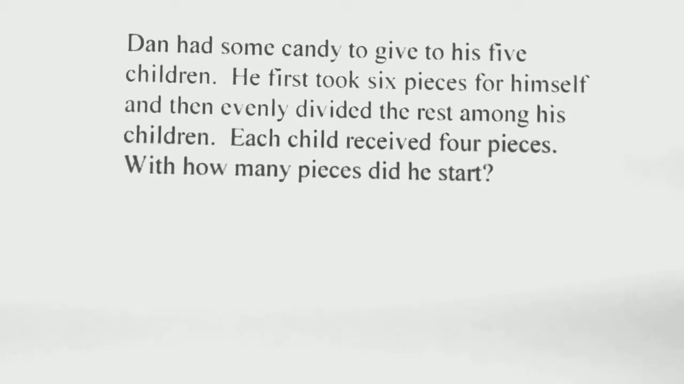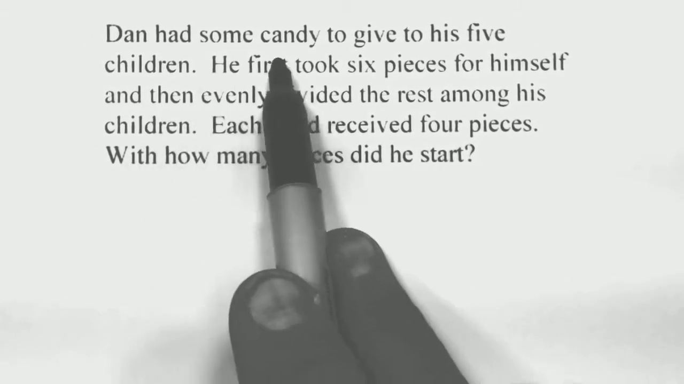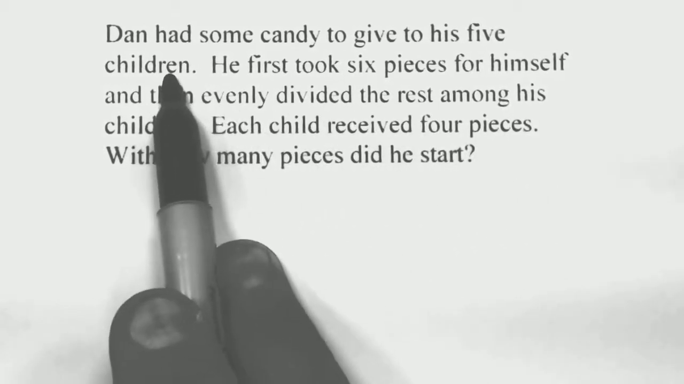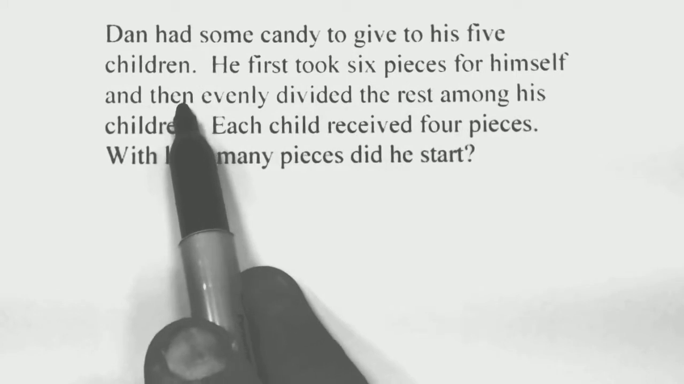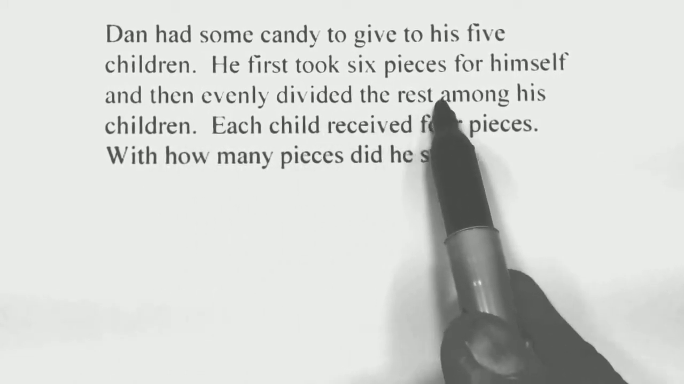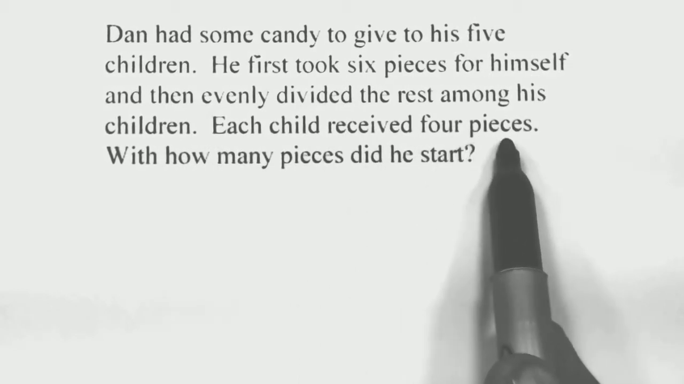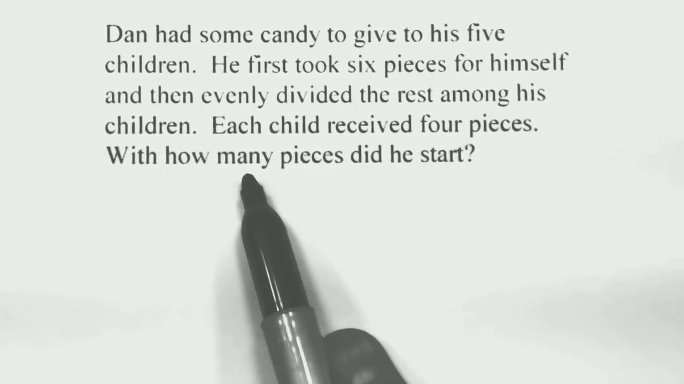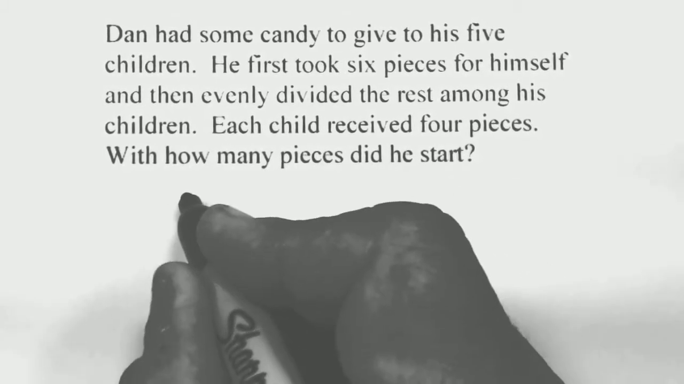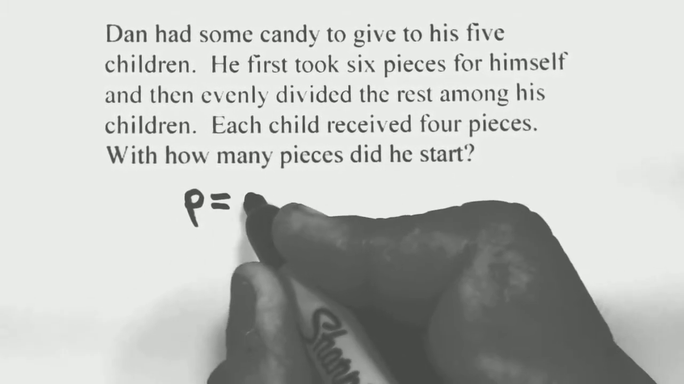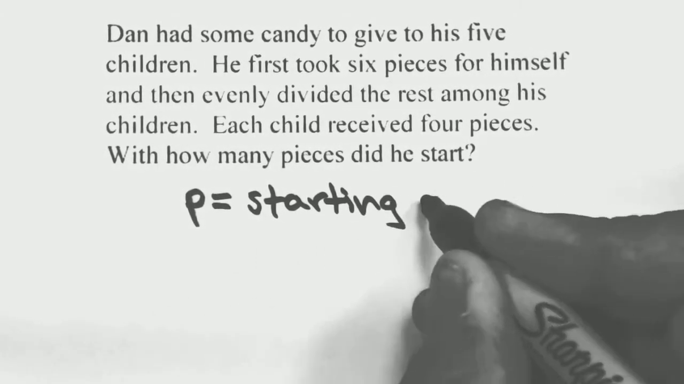Okay, here's one with a few more words, but easy to untangle. Dan had some candy to give to his 5 children. He first took 6 pieces for himself and then evenly distributed the rest among his children. Each child received 4 pieces. With how many pieces did he start? Okay, well, let's say P equals the number of starting pieces.